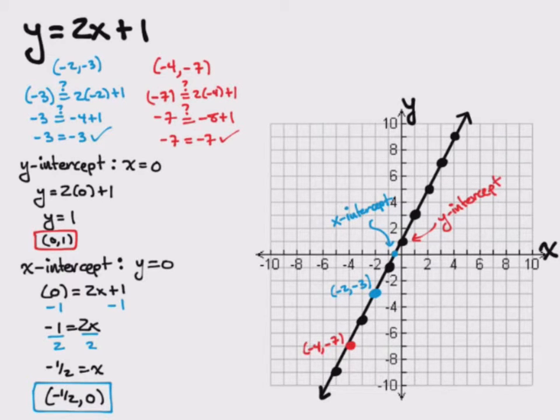So in this case, we'd say that the x-intercept is the point (-1/2, 0), or you can just give the x-coordinate and say the x-intercept is -1/2.